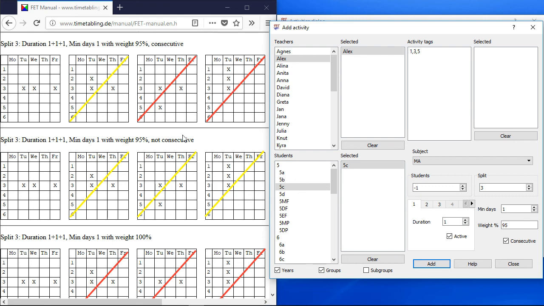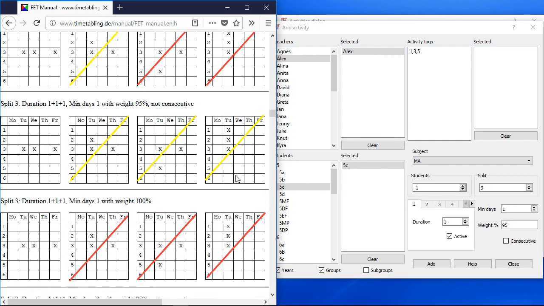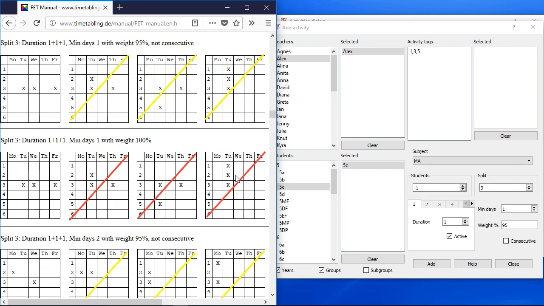If the consecutive flag is unchecked, then the 2 examples on the right are not disallowed anymore, but PhET still spends power to avoid those situations. If the weight is increased up to 100%, the 3 examples on the right are not allowed at all anymore, because there are at least 2 activities on the same day.